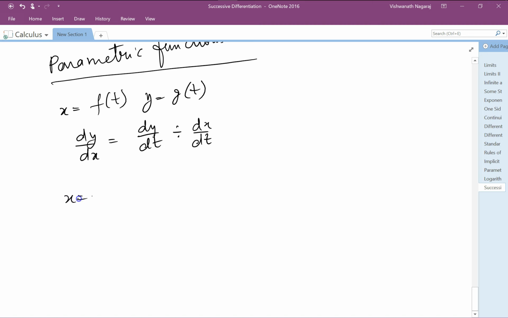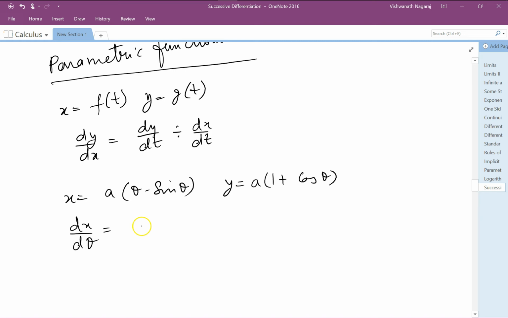Let's say x is equal to a (theta minus sine theta) and y is equal to a (1 plus cos theta). So here dx by d theta, so we have to differentiate with respect to theta. So this would be what? a as it is, 1 minus sine theta is cos theta. y is equal to a, as it is, 1 is 0, cos theta is minus sine theta. This is equal to minus a sine theta.